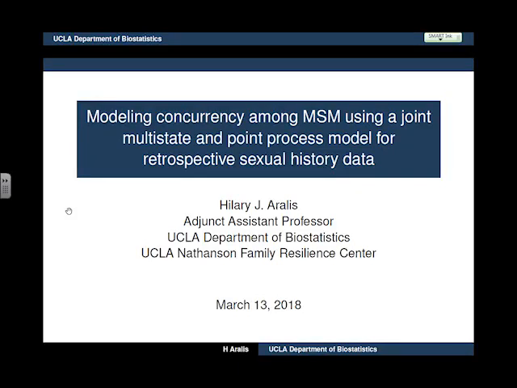It's great to have Dr. Aralis here with us today. She's actively involved in a lot of research projects. I know she's connected up on campus in psychiatry, doing some really good health disparities research, and also with the Department of Biostatistics. And related to HIV today, she's going to talk to us about multi-state modeling, I think, yes, multi-state modeling around men having sex with men. So thanks a lot for being here.